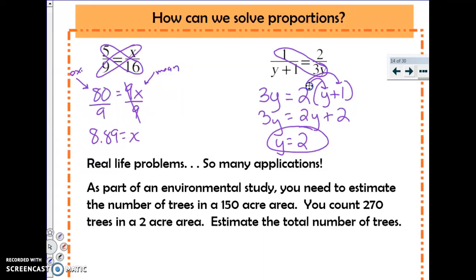And sounds like a good place to stop. So hopefully this helped you out with how to set up some ratios and, not so much setting up proportions yet, but how to solve proportions. And if you have any questions, let me know.